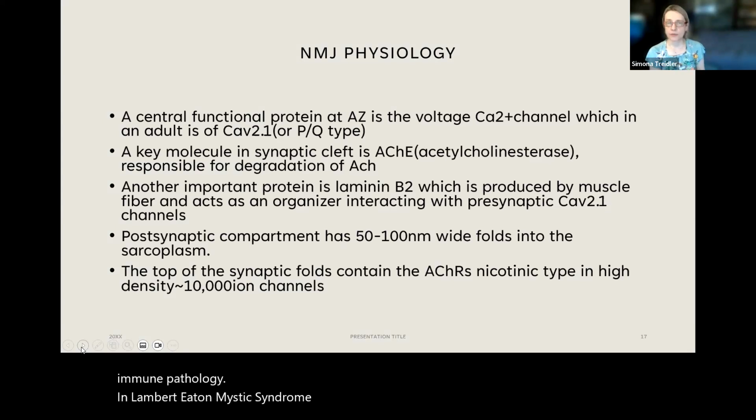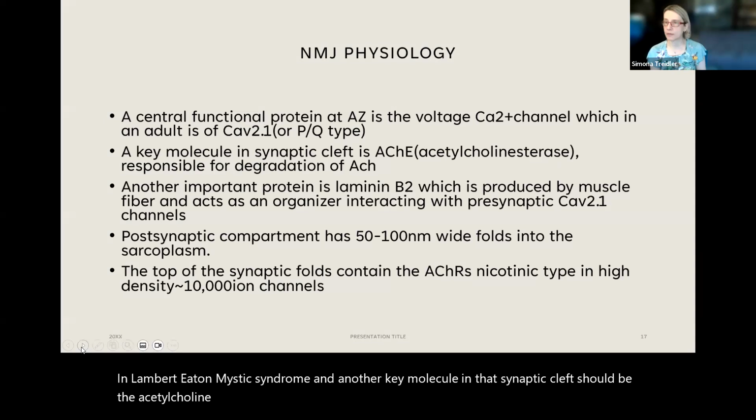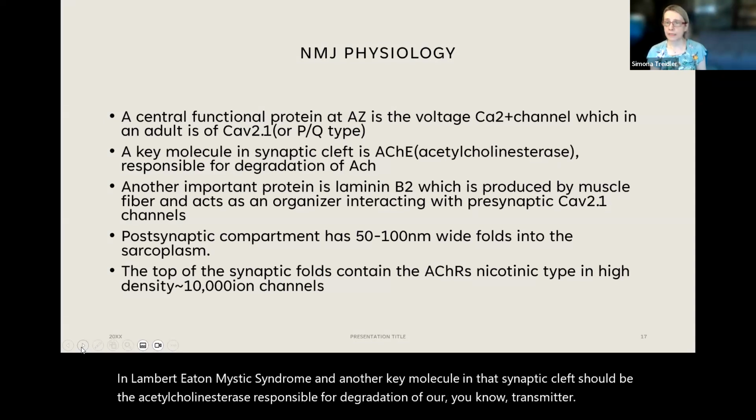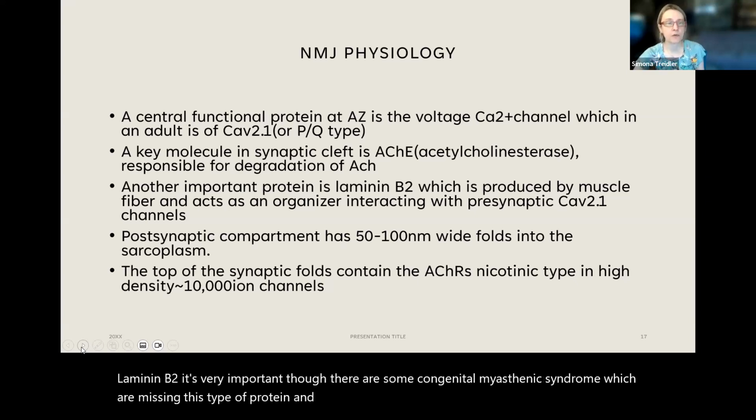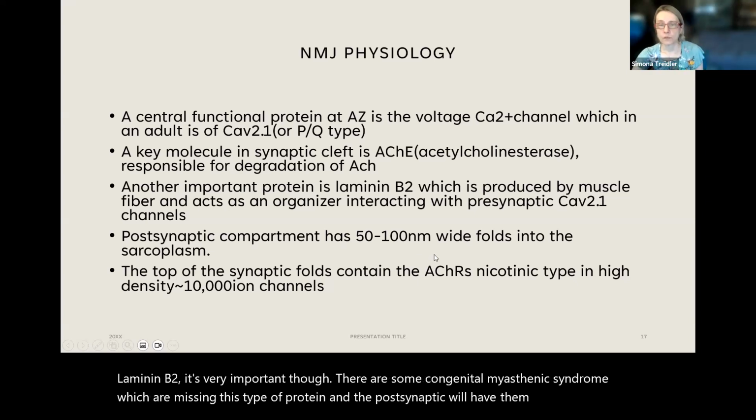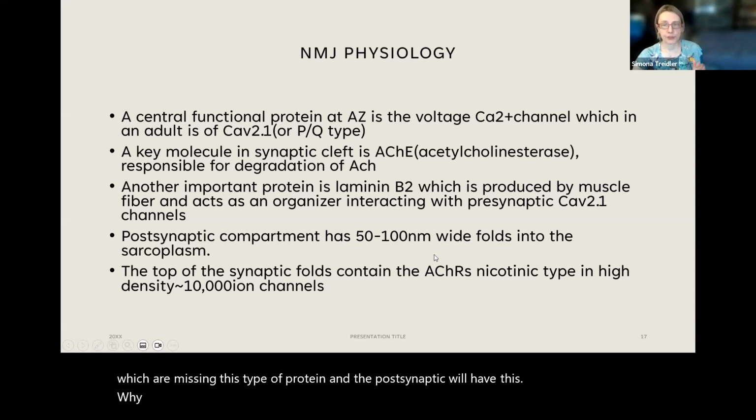And another key molecule in that synaptic cleft should be the acetylcholinesterase, responsible for degradation of our neurotransmitter. Laminin B2, it's very important too. There are some congenital myasthenic syndromes which are missing this type of protein. And the postsynaptic membrane will have these wide folds, which are the healthy part. If you get myasthenia, the folds are going to be flat.